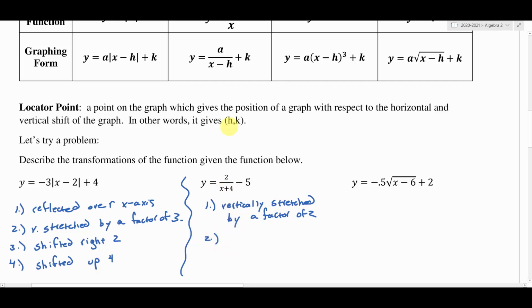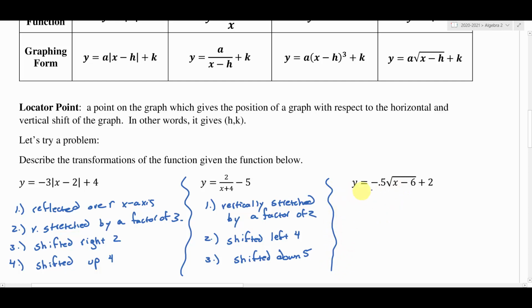Okay. Then I come down here, the number in the bottom of the fraction with the x, that is our horizontal shift. So that is telling me a +4, which means it has been shifted to the left 4. And then the -5 on the end of the fraction is our k value, so this has been shifted down 5. Here we go.